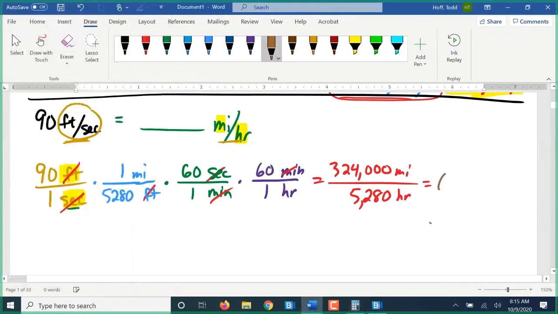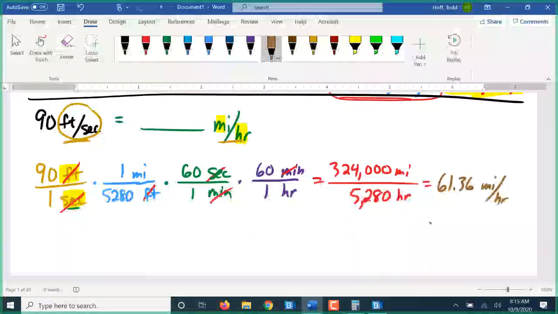61.36. That'll be miles per hour. So notice, to get it back to a single number with that divided unit, that rate unit, we just divide by the number with that bottom unit, and it gets us down to that single number. So 90 feet per second is only 61.36 miles per hour. I'd have to do some stretching first, but I could probably still throw that fast.